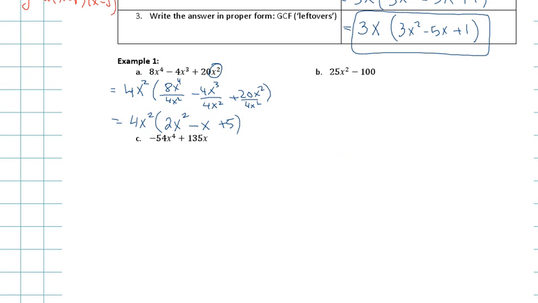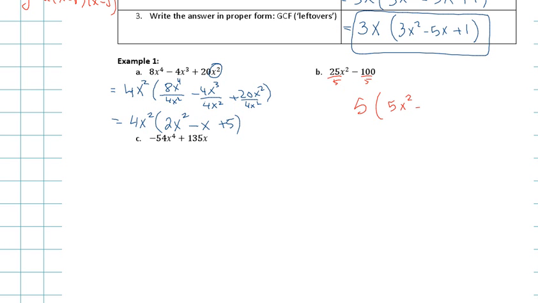So, what can you divide both 25 and 100 by? 25. Right? Yes, you can divide them by 5, but that's not going to be your greatest common factor. That's going to be a common factor. 5 is a common factor. So I can divide each by 5, right? And I'm going to get 5x squared minus, what is that, 25, right?